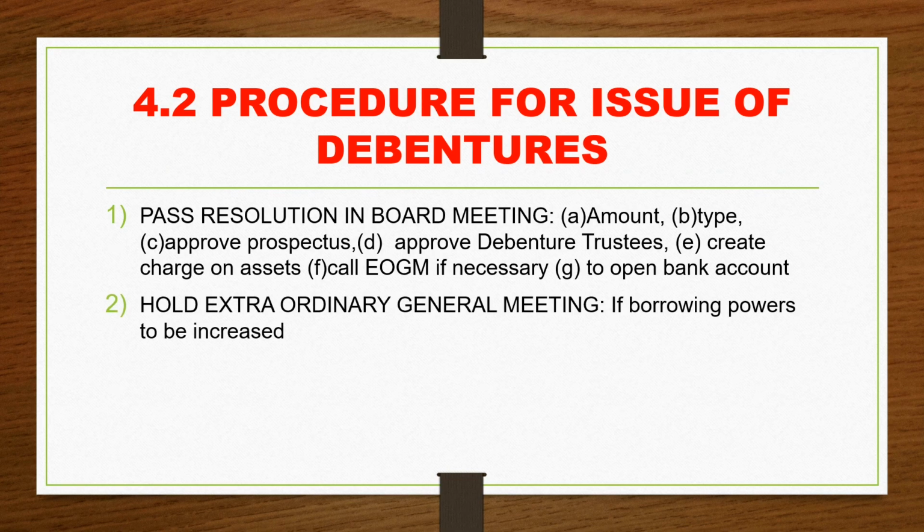Hold extraordinary general meeting. If the borrowing powers have to be increased, then the secretary arranges to hold an extraordinary general meeting. In this extraordinary general meeting, the borrowing powers are finalized. A special resolution is then passed for this borrowing powers.